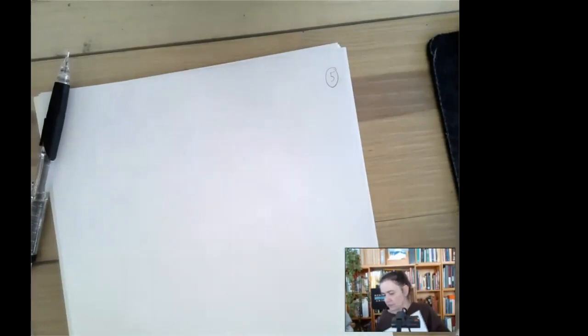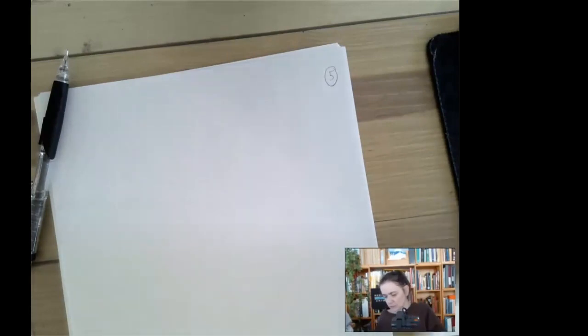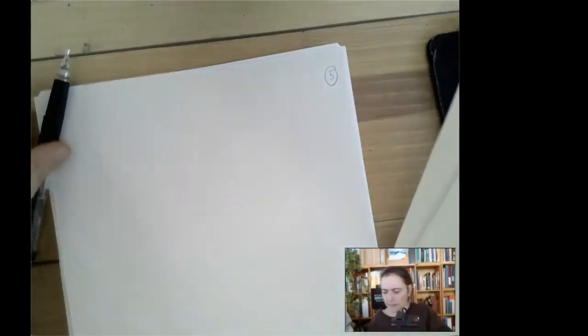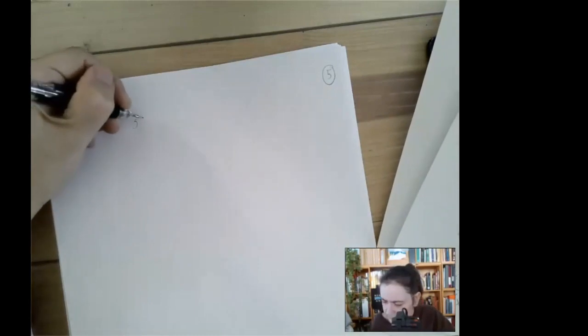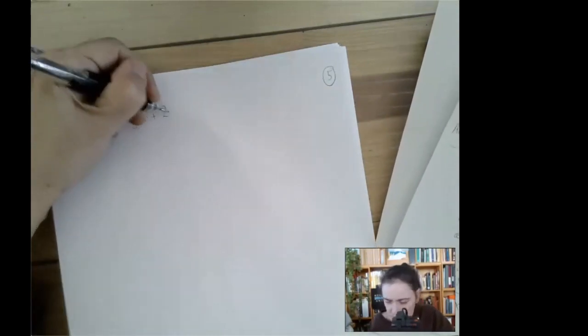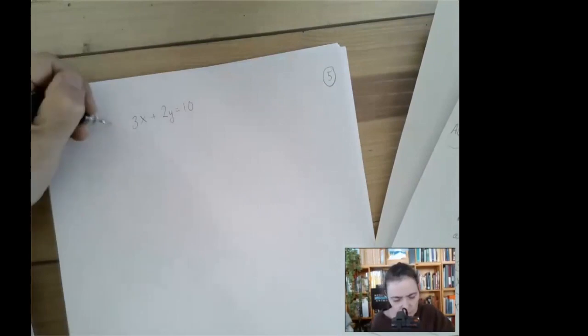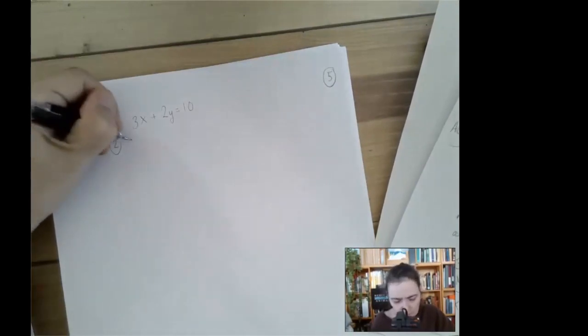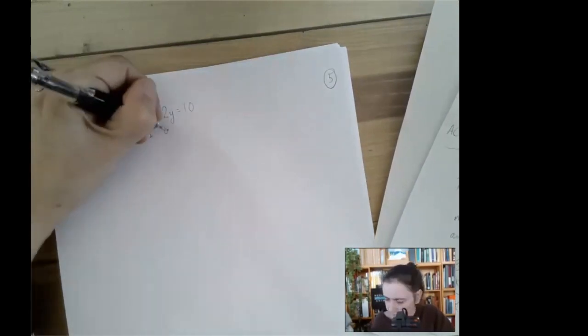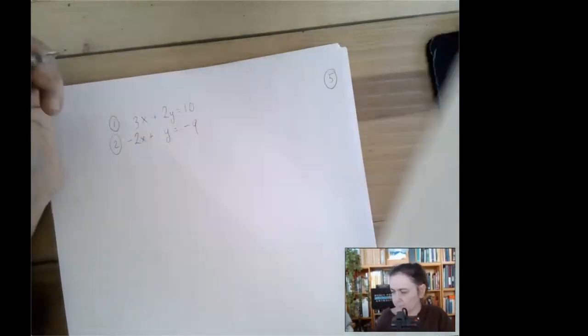The first one we solved was x plus 2y equals to 10, and -2x plus y equals to -9.